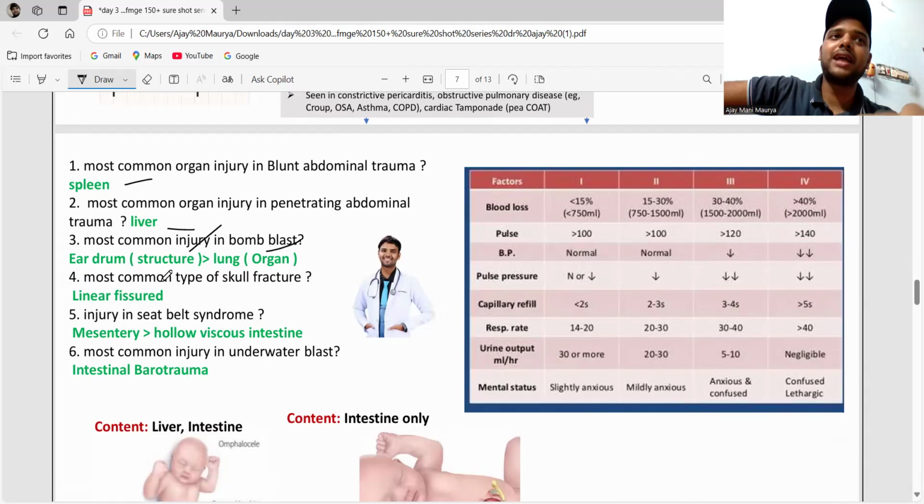Most common type of skull fracture: linear fissure. Injury in seat belt syndrome is the mesentery, and next is the hollow viscus, the intestine. Most common injury in an underwater blast is intestinal barotrauma.